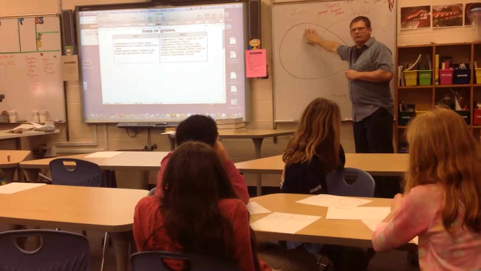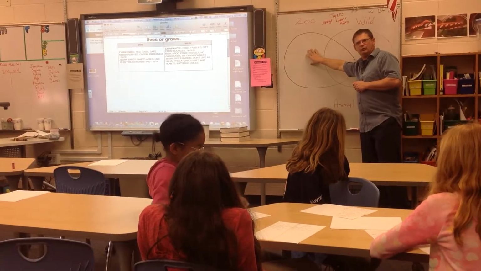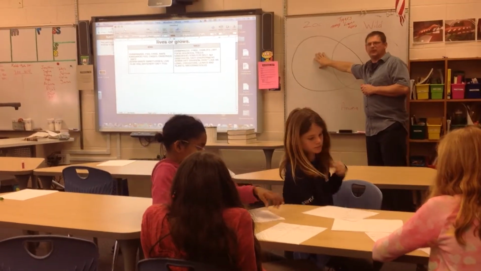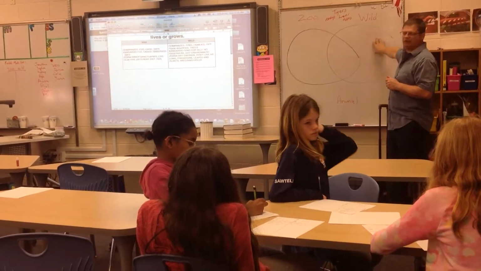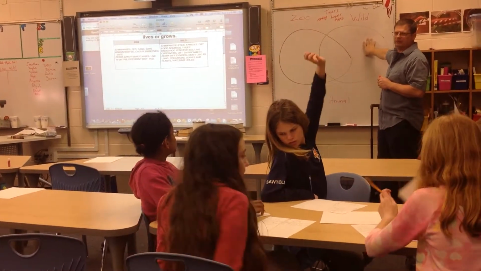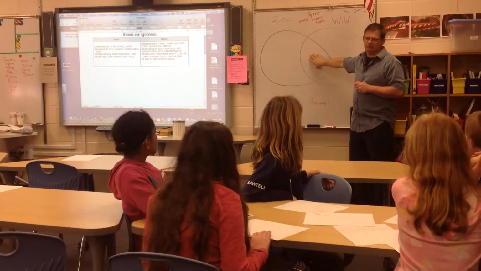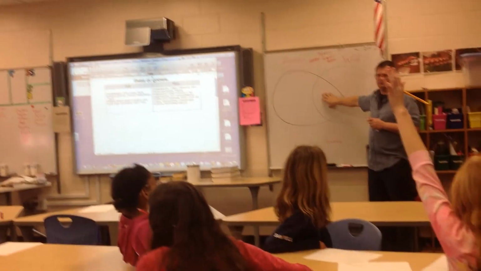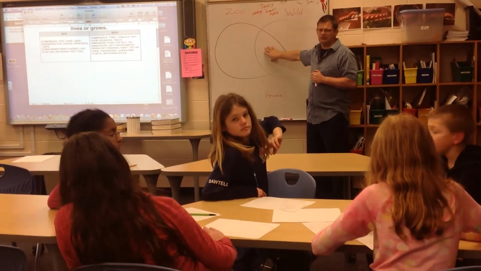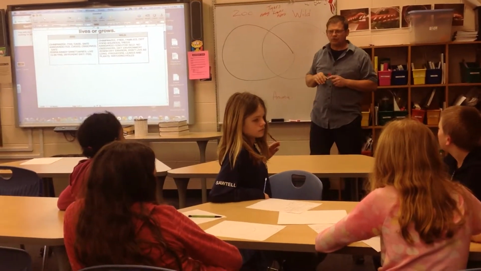I want to know what life is like for an animal in the zoo, and that's for all animals. What is something they have in the wild that they would not have in a zoo? What goes in the middle of my Venn diagram, Isabella? Stuff that are the same. Okay, you already know how to do it.